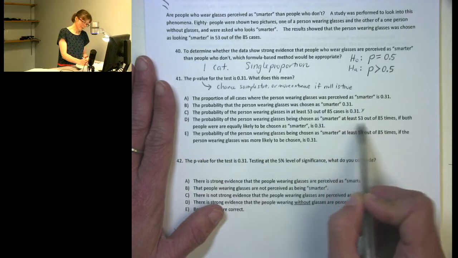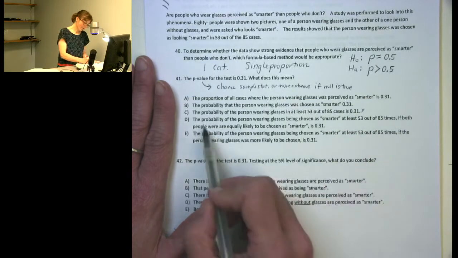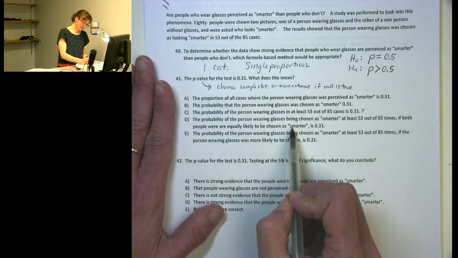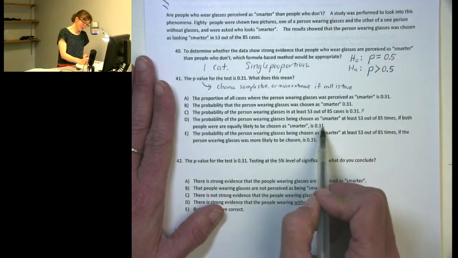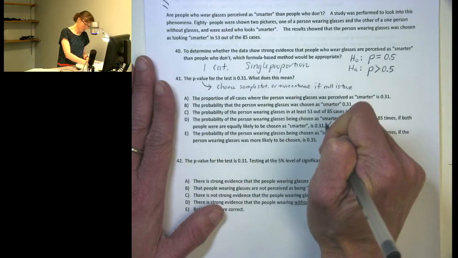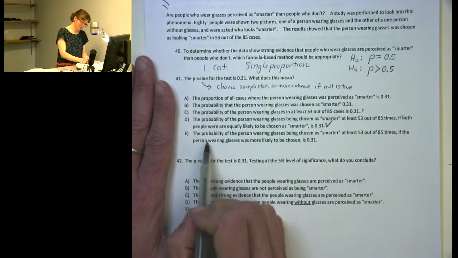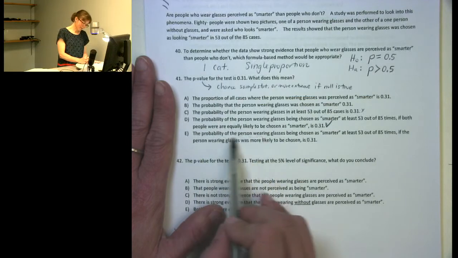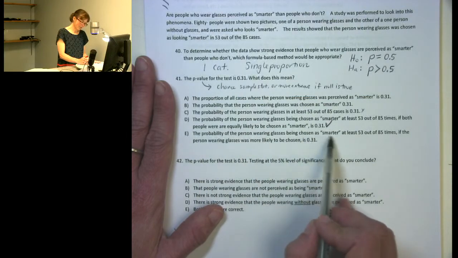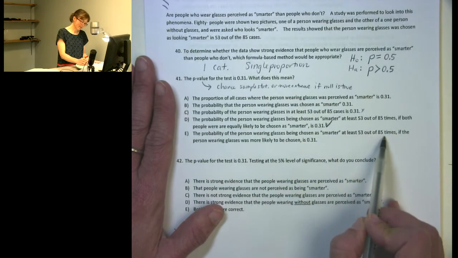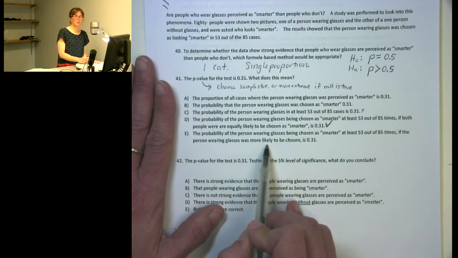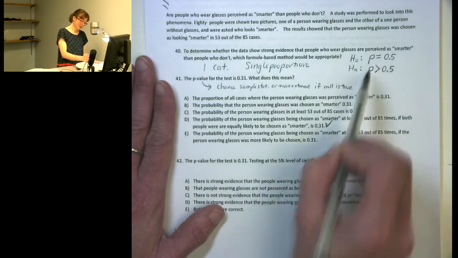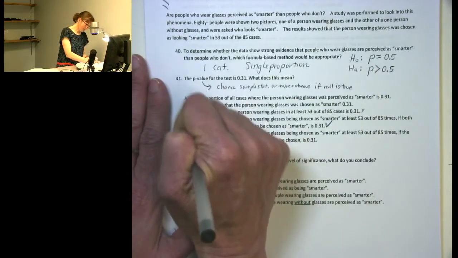It's talking about our sample statistic, if both people were equally likely to be chosen as smarter. Equally likely would be chance of 0.5, so that one looks like the answer. But just to see, I'm going to read the last one. The probability of the person wearing glasses being chosen as smarter at least 53 out of 85 times, so that's our sample statistic, or more extreme, if the person wearing glasses was more likely to be chosen. More likely is the alternative, so again, this is the right one.